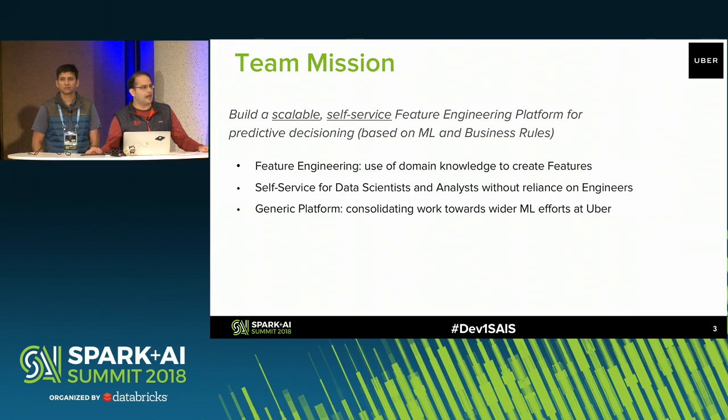We wanted the platform to be self-service, which means data scientists and analysts can easily onboard features with minimal reliance on engineers. The platform is generic in nature, which means although we are targeting risk as the primary use case, we are currently working to contribute our work to the wider ML efforts at Uber.